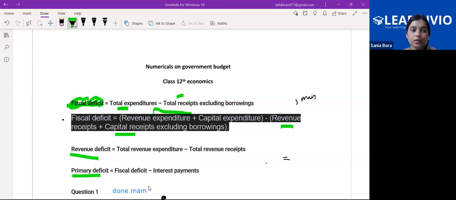Numerical starts from there, no? Questions start from there, no? Yes, first write the formula, then we'll start with the numerical.